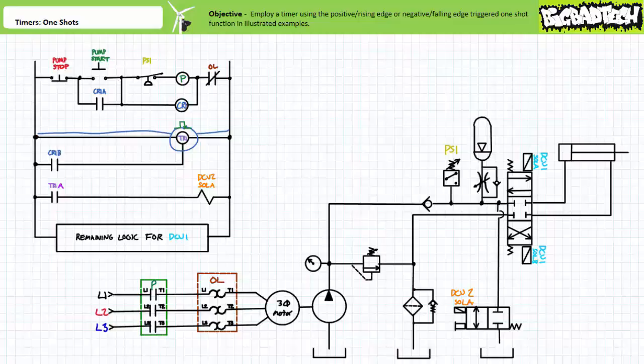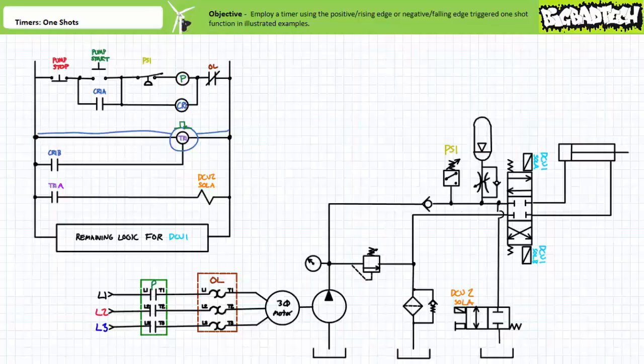Before we bring this introductory lecture to a close, let's compare and contrast the last two examples. The positive edge triggered one-shot briefly sounded an alarm when a motor was first started. In contrast, this negative edge triggered one-shot briefly dumped an accumulator when the pump was shut down. Allow me to memorably summarize the differences between positive and negative edge triggered one-shots. This may or may not help you mentally categorize the two. Hopefully it doesn't confuse you more.